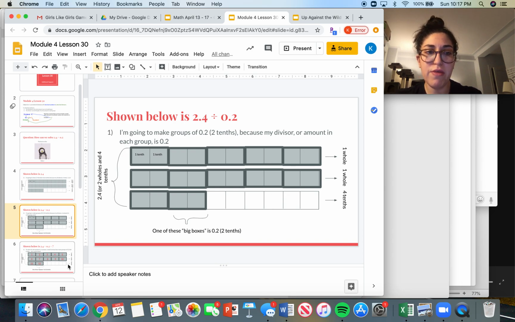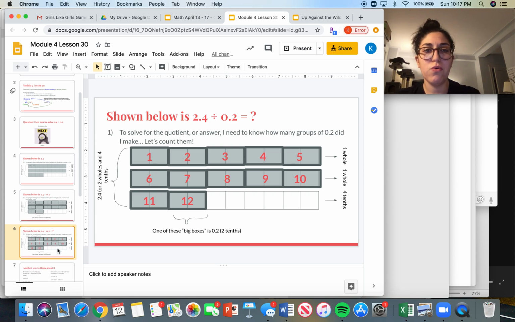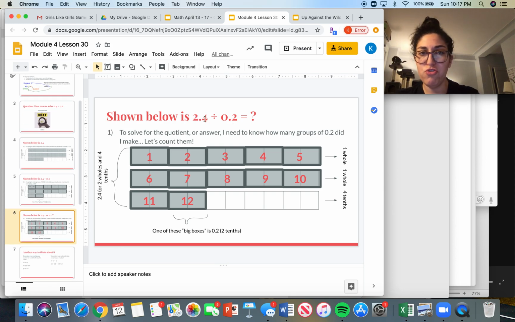And after I've done that, I've then taken it and I've said, okay, well, 2.4, I have that. That's the whole I started with. 0.2, or 2 tenths, that's what each of these little gray boxes is, or each of these big gray boxes, I should say. So to solve for the quotient, to solve for the answer of the division problem, I need to know how many groups of 0.2 did I make. And I can count them. 1, 2, 3, 4, 5, 6, 7, 8, 9, 10, 11, 12, right? So the answer to this is 2.4 divided by 0.2 is 12.